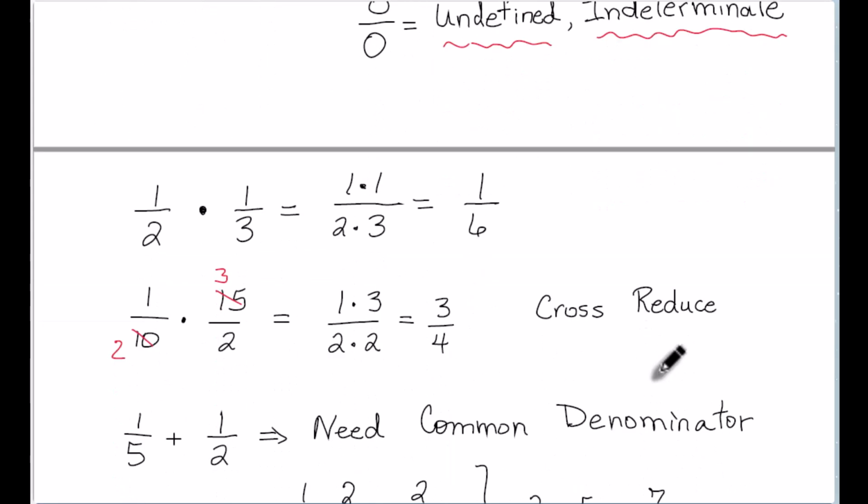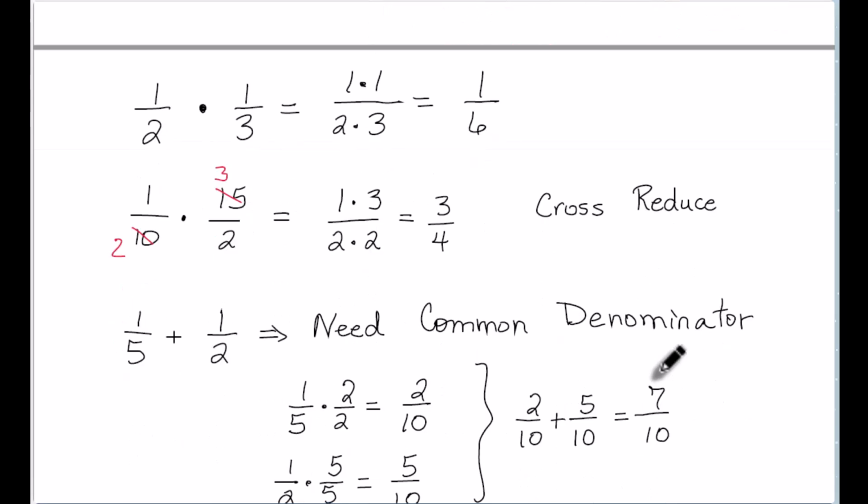Let's see, multiplying. All right, what if we would like to multiply fractions? Well, multiplying fractions is easy. You just multiply straight across. So 1/2 times 1/3 is 1 on the top. On the bottom, 2 times 3 is 6.